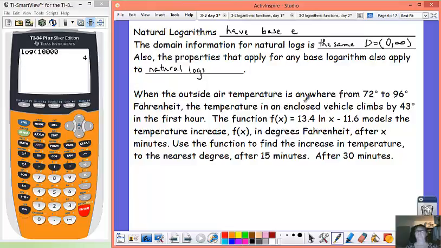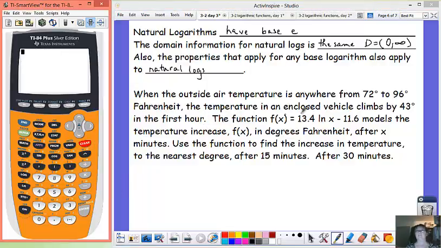When the outside air temperature is anywhere from 72 degrees to 96 degrees Fahrenheit, the temperature in an enclosed vehicle climbs by 43 degrees in the first hour. You guys, that's why we hear about babies who die, because they are left in cars. That is a humongous gain in temperature. The function f of x equals 13.4 times the natural log of x minus 11.6 models the temperature increase in degrees Fahrenheit after x minutes. Use the function to find the increase in temperature to the nearest degree after 15 minutes and then after 30.